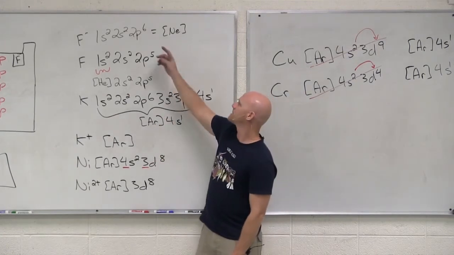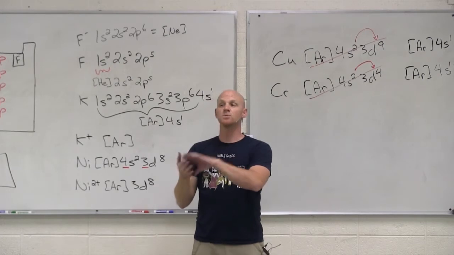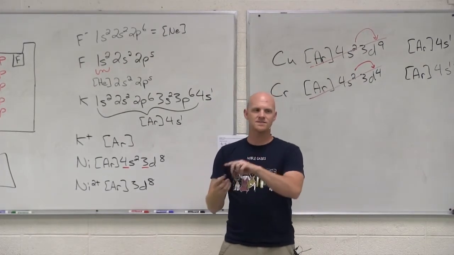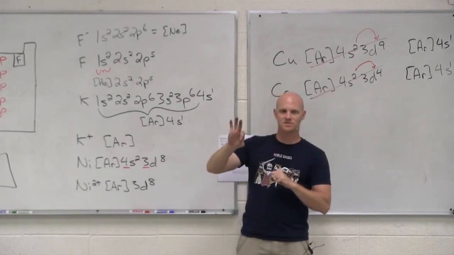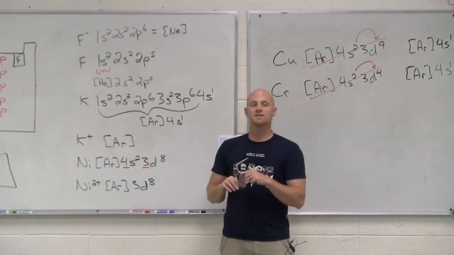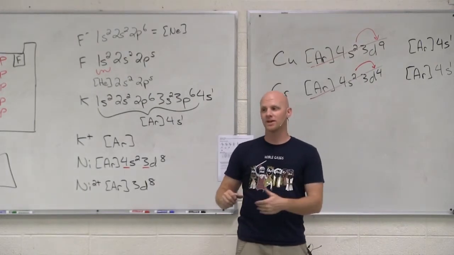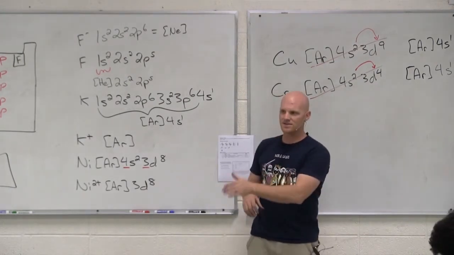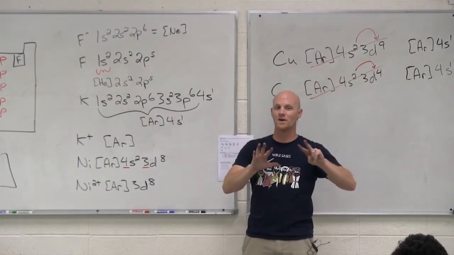Oh, 1, 3, 5. Yes. So notice we go 1s2, 2s2, but 2p6. So the S's can only fit 2 electrons because there's only 1 orbital. But the P's can fit 6 electrons because there's 3 orbitals. The D's can fit 10 electrons because there's 5 orbitals. The F's can fit 14 electrons because there's 7 orbitals. So from S to P to D to F, it's 1 orbital, 3 orbitals, 5 orbitals, 7 orbitals. They count on the odd numbers.